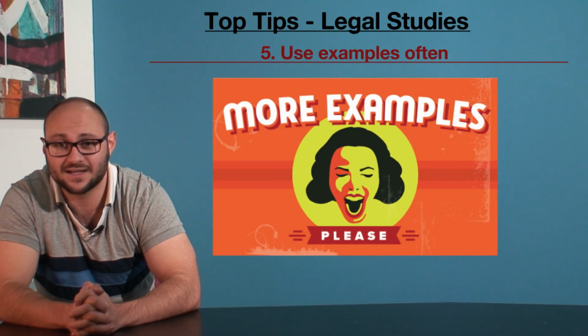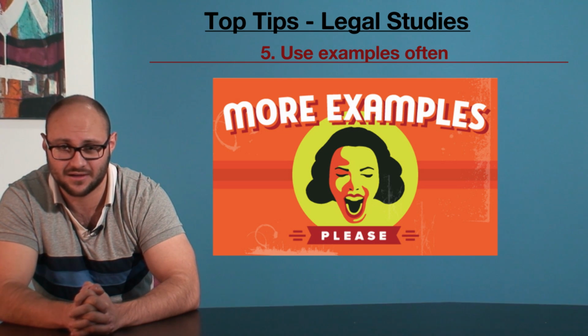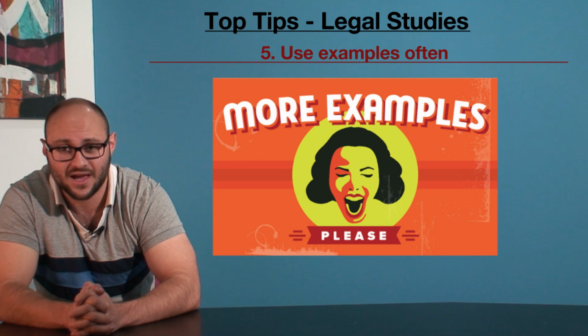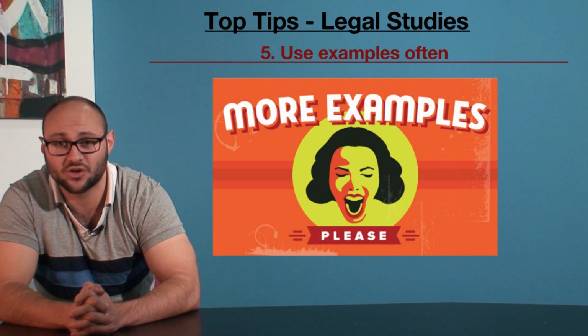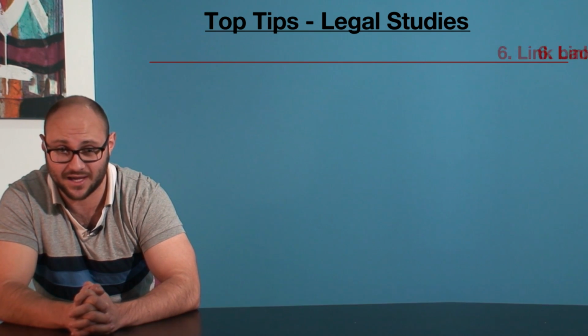Tip 5. Examples. Use examples often. Even if the question doesn't ask you to use examples, using them can help you explain your point and round out your answer. Try to use contemporary examples. In other words, examples of things that have happened in the last 5 years. As an example of a demonstration, you could mention the protests against the forced closure of Aboriginal communities that have been held this year in Melbourne's CBD.